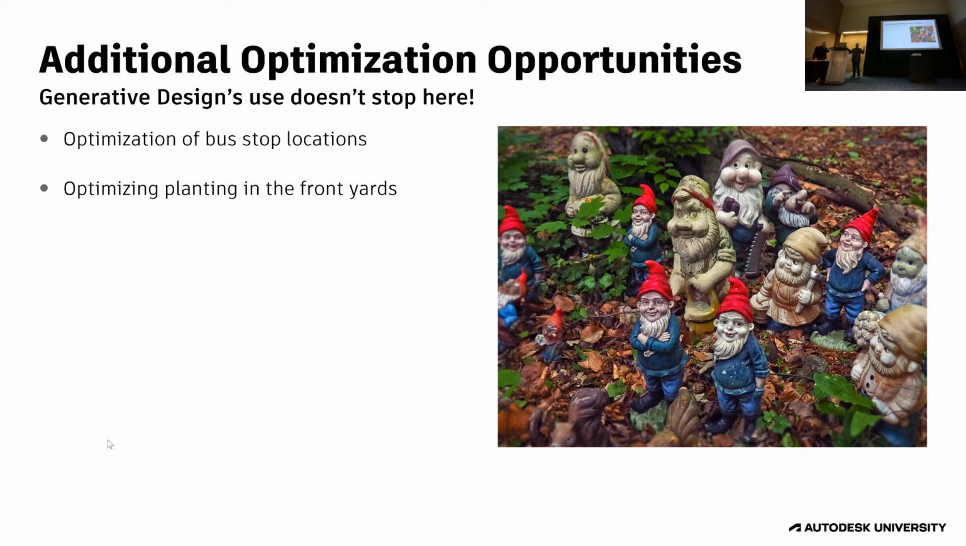Optimize our front yard plants. One way to cut down on wind score is to set up some trees, right? Or maybe you want to make sure all your garden gnomes face the right direction. You know, it's up to you.